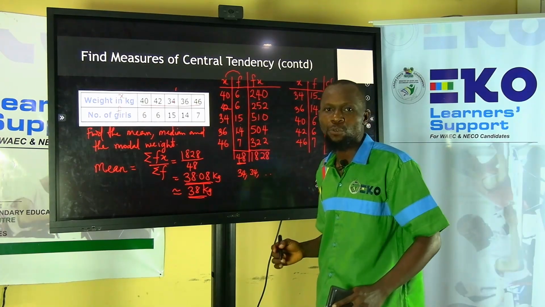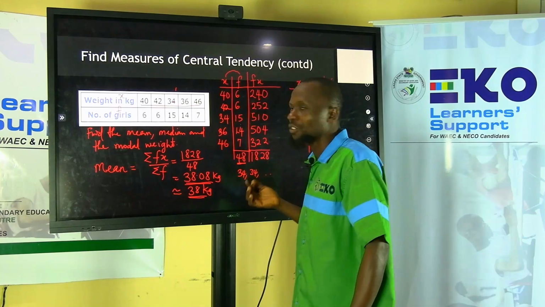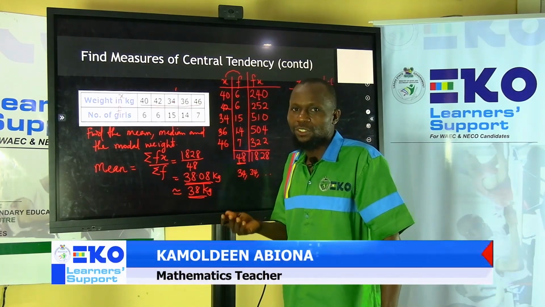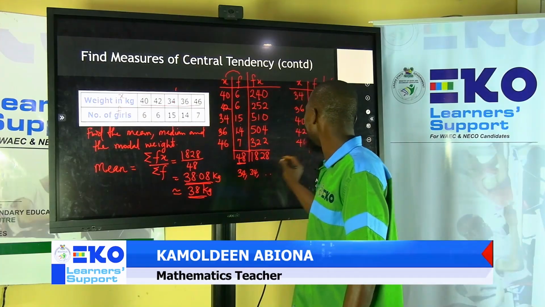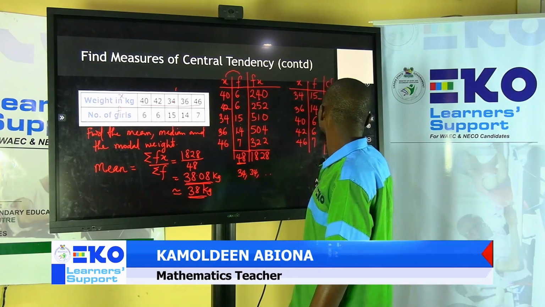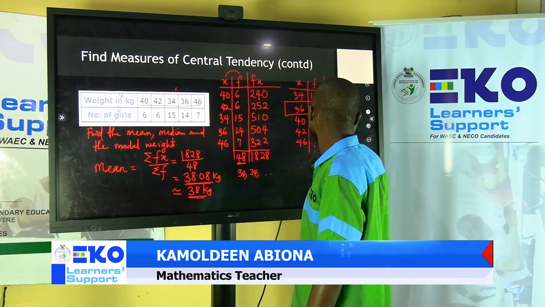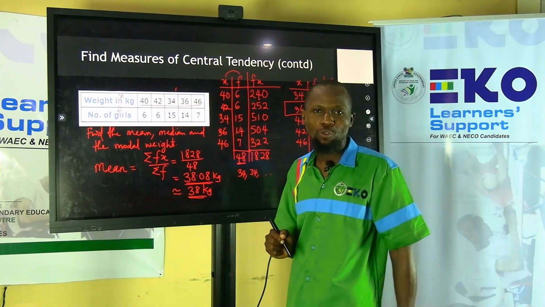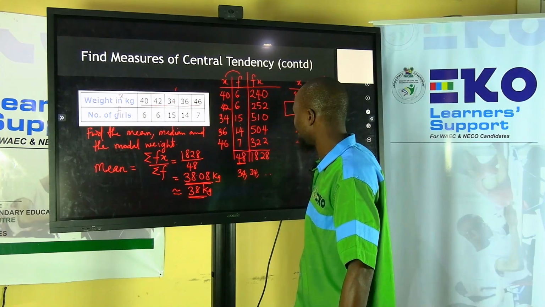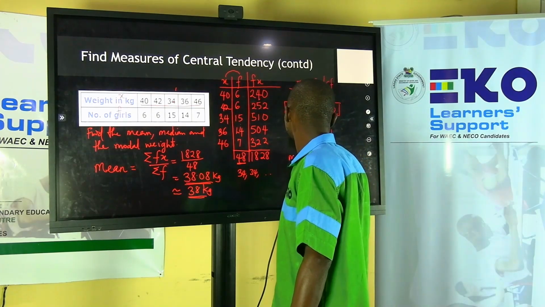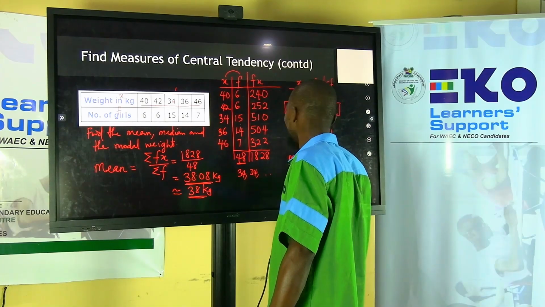So we look for the cumulative frequency that is greater than the middle number, which is this one. It means this particular class occupies the middle position, and the answer to that is 36. So the median is 36. Okay?